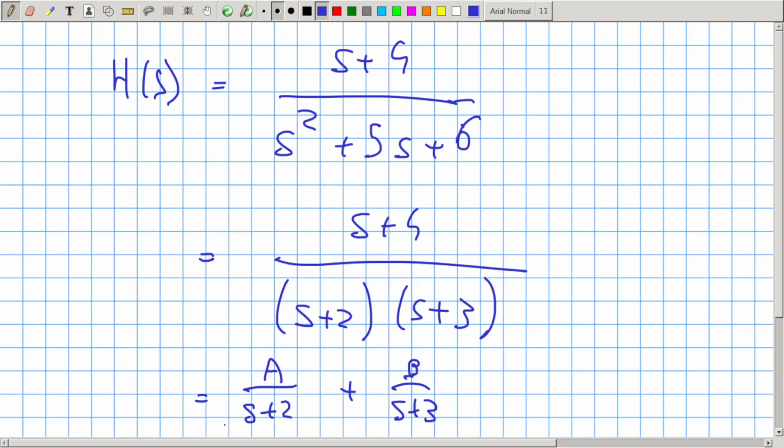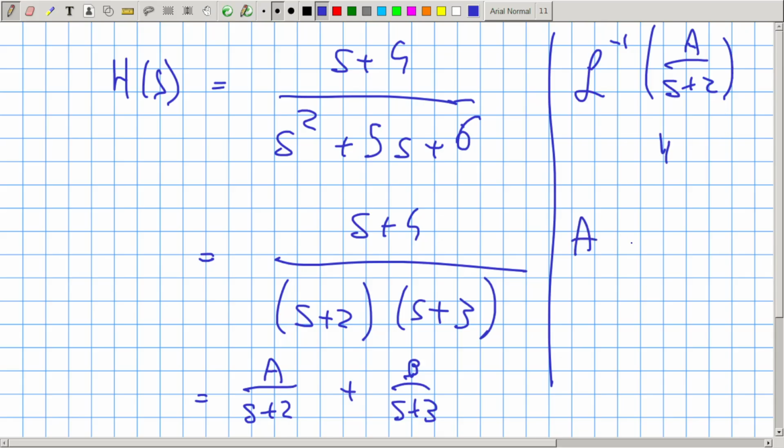Then, if I inverse Laplace this here, what do I get? Laplace minus 1 of a divided by s plus 2 is going to be equal to what? Should be a e to the minus 2t. You got it? You see? And if I have this one, I get this one. True?